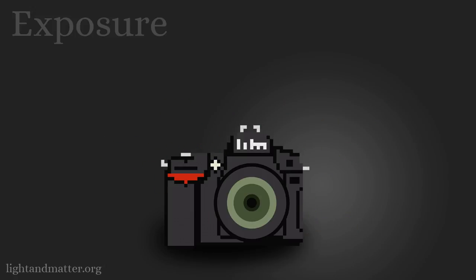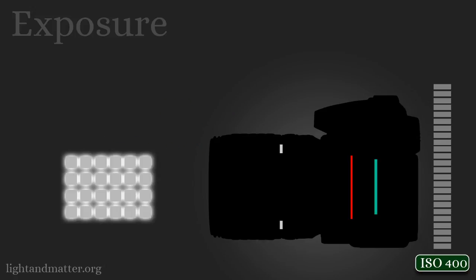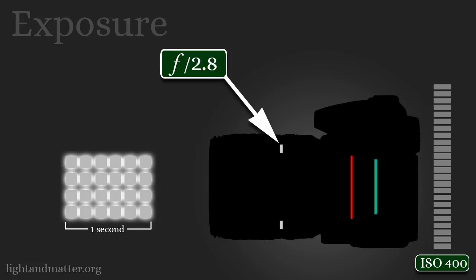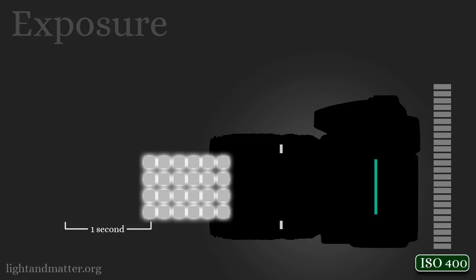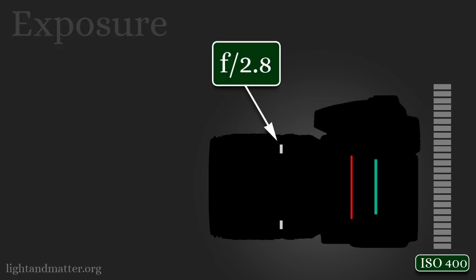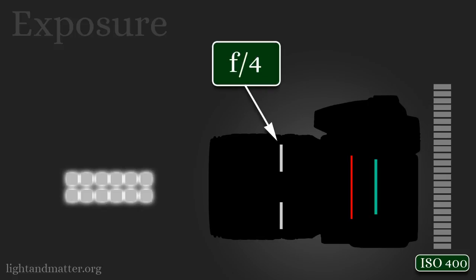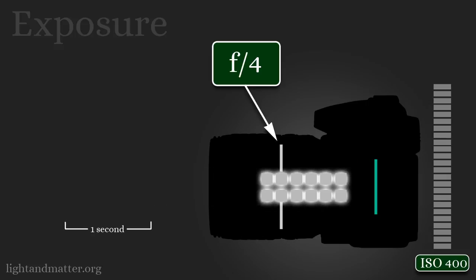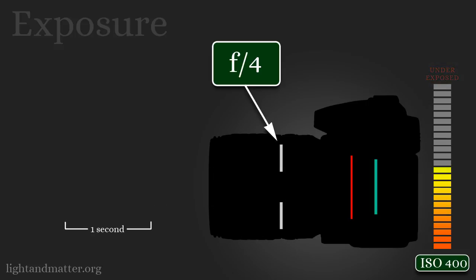Check out this diagram. Here we've got the camera set to f2.8, ISO 400, and for simplicity's sake, the shutter speed is 1 second. And if we take a picture with the camera set up like this, the exposure is just right. Now, what if we want more depth of field? We set the aperture so that it's 1 notch smaller. But what happens when we take the picture? Well, now only half as much light is getting to the sensor, so the picture is underexposed.